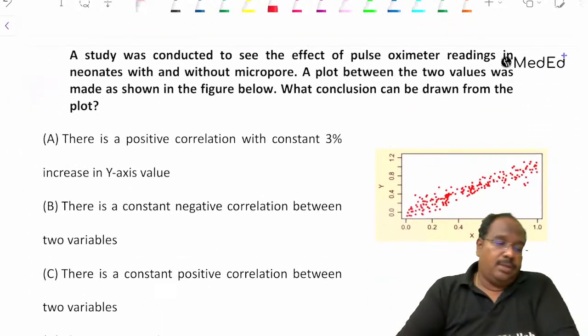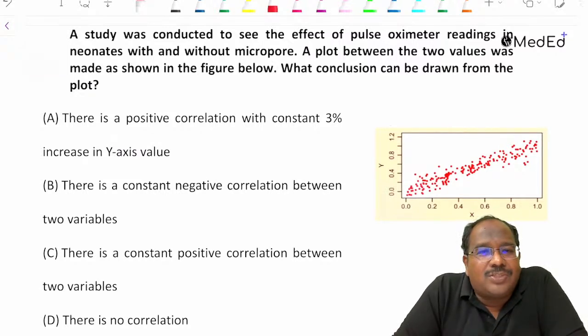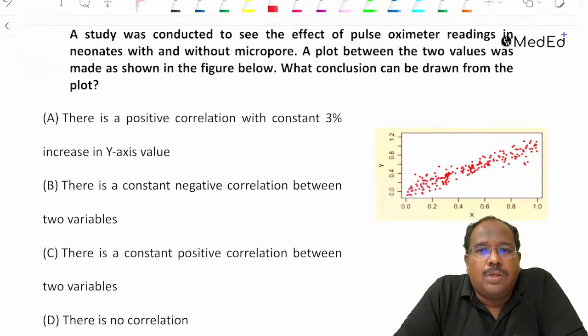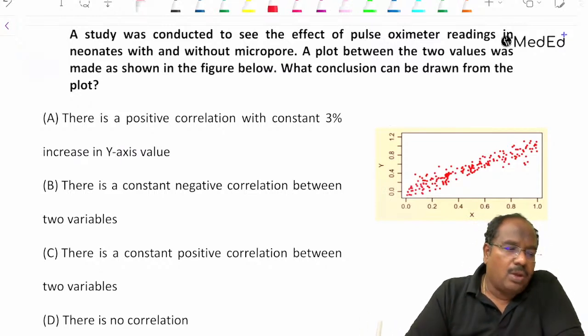Next question. This is also a repeated question, past question only. A study was conducted to see the effect of pulse oximeter readings in neonates with and without microphone. A plot between two values is shown, with some values. First you tell me, what is this graph?